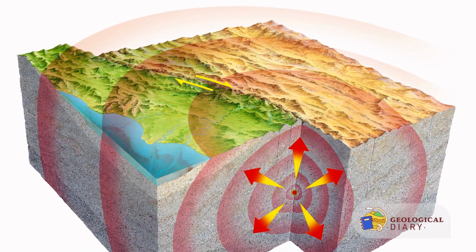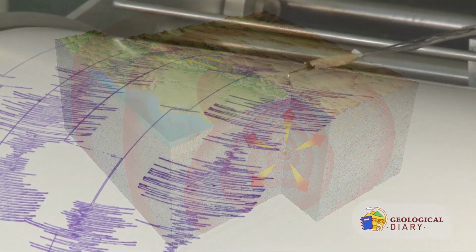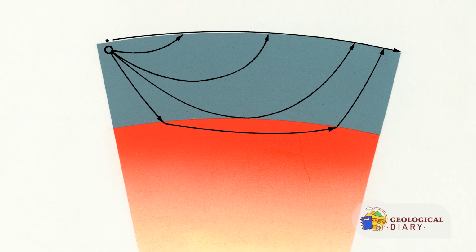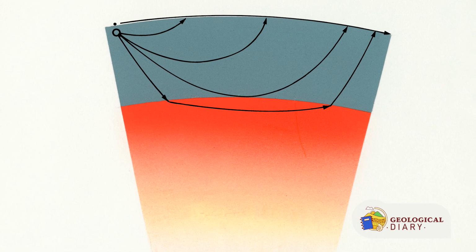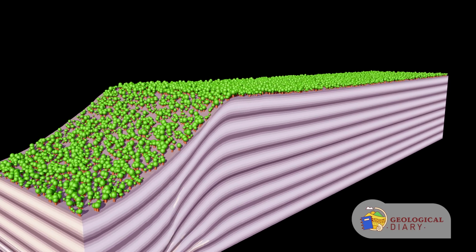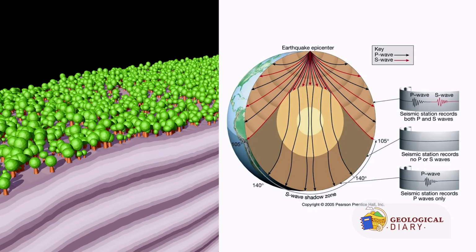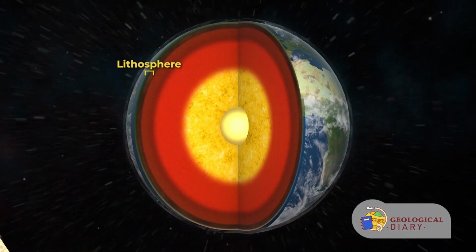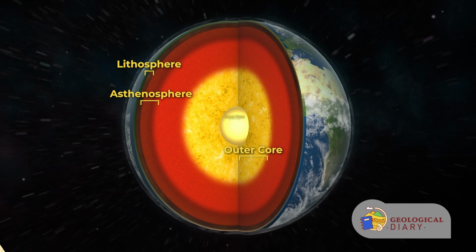The characteristics of our planet's interior are determined by analyzing seismic waves from earthquakes. As these waves of energy penetrate the planet, they change speed and are bent and reflected as they move through zones that have different properties. From their study, 4 major zones can be differentiated: the lithosphere, asthenosphere, the outer core, and the inner core.